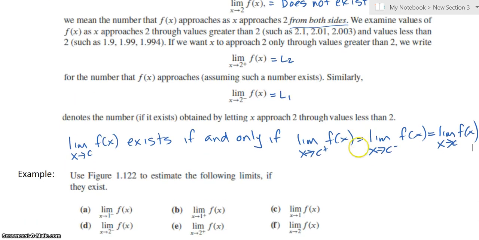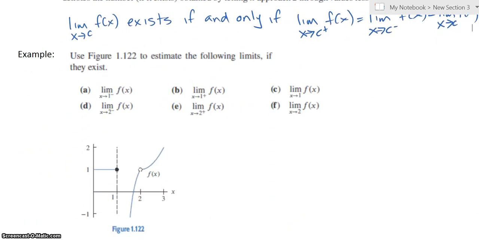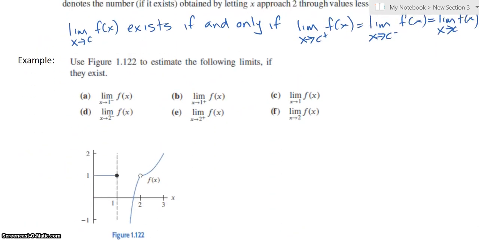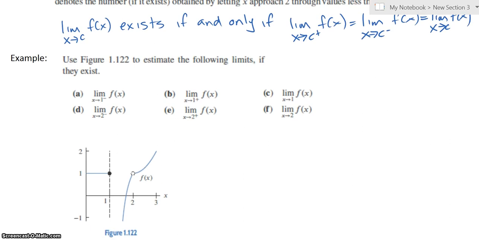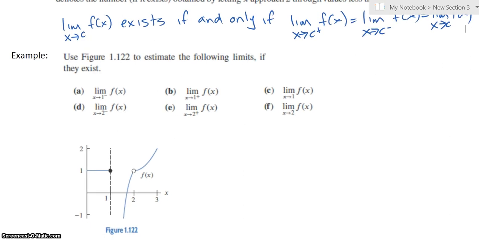So let's look at the following example. We'll leave that up there. Okay, so what is the limit as x goes to 1? And that means, again, left-hand limit from the left. So x is going to 1 from the left. The y value looks like it's 1. What about from the right?